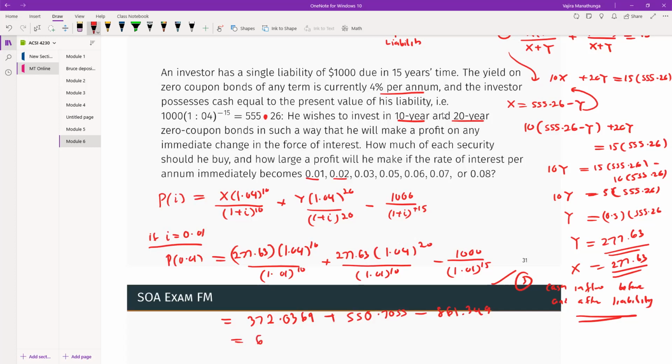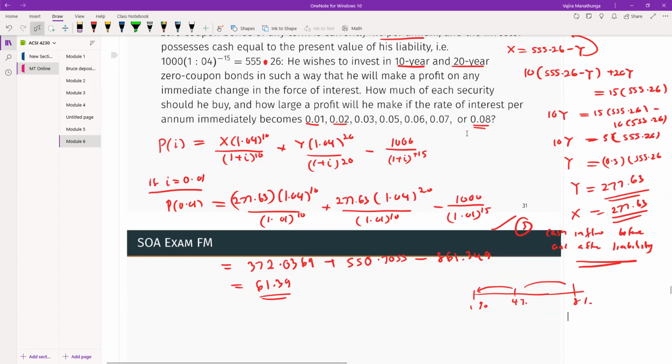So it would be $61.39. So you can see that the original rate was 4%, and then it decreased to 1%. Then you are still getting a profit. You can try what happens if it goes to 8%, the other side. Still you make a profit. But once it goes to 8%, then your P prime of i may not equal 0. So then you have to rebalance your portfolio to make sure that at that point it's immunized again.